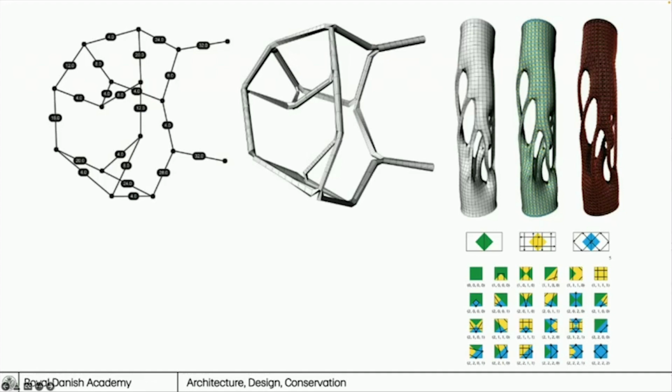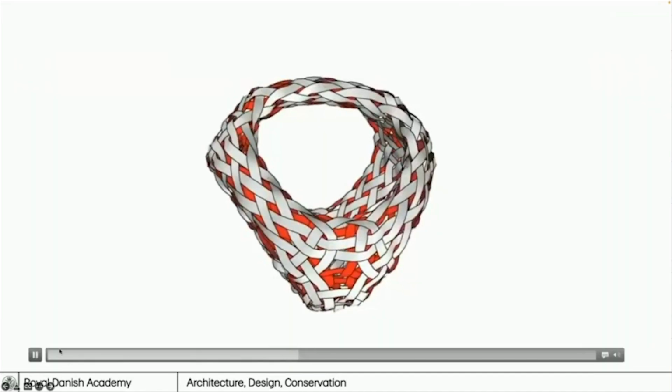So you see here, this is a naked mesh, and here we've got a populated mesh, and then we can render that out to give us our braid.